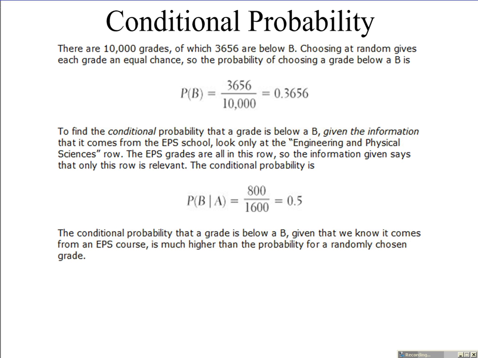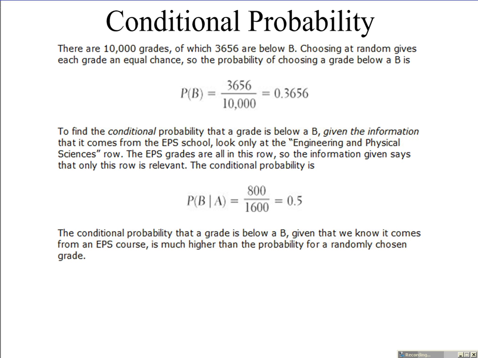Find the conditional probability that the grade is below a B given the information that it comes from an EPS school. Now we're going to look only at the engineering and physical sciences row. The EPS grades are all in this row, so the information says that only this row is relevant because we want to know the grade is below a B given that we already know it comes from the EPS school.